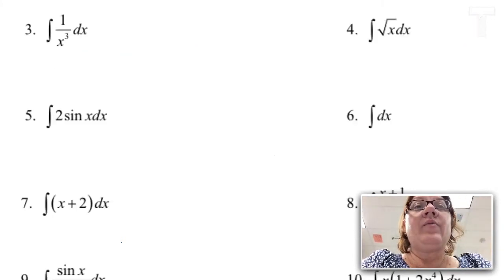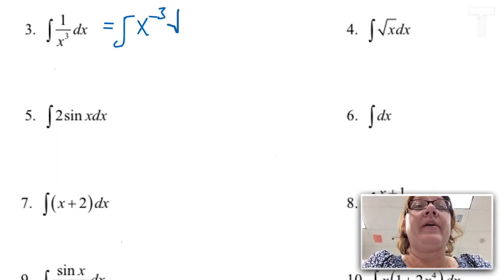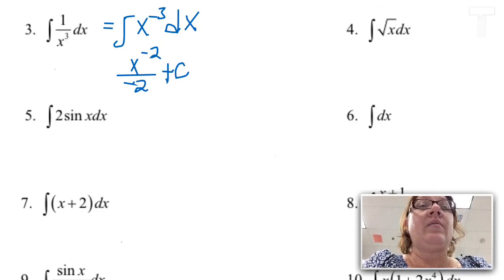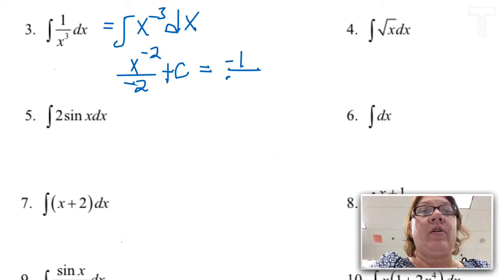So think of this one again as x to the negative 3. And so I want to power back up. When I go up, it'll be x to the negative 2. And then I'm going to divide by that new exponent, which is negative 2. And so I end up with, of course I'm not supposed to have negative exponents, so I'm going to bring it down. So it'll be negative 1 over 2x squared plus c.